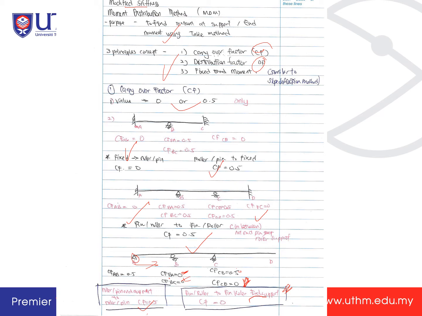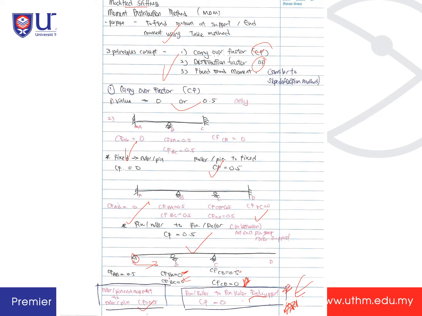Okay, so the difference here is the support, pin or roller at the end. Pin in the middle is 0.5, 0.5, but if you pin to the pin or roller end, it is 0. So this is the thing you need to be careful about at the CF. You might be confused with the previous one.